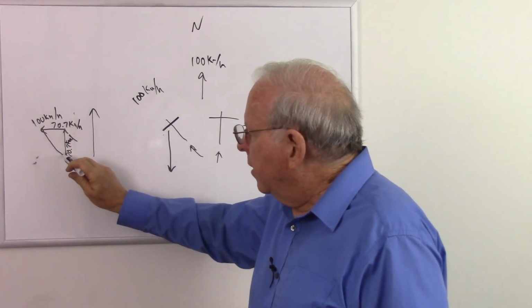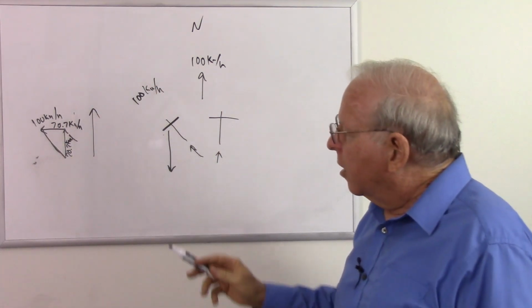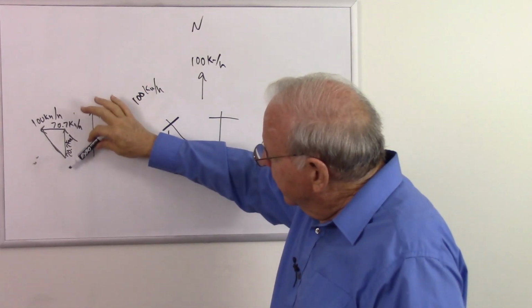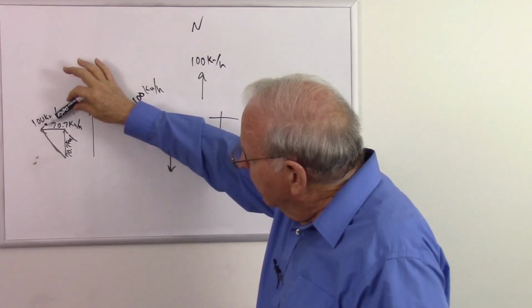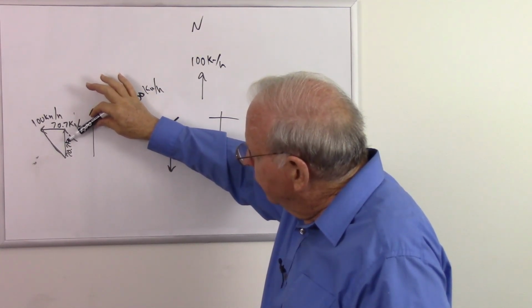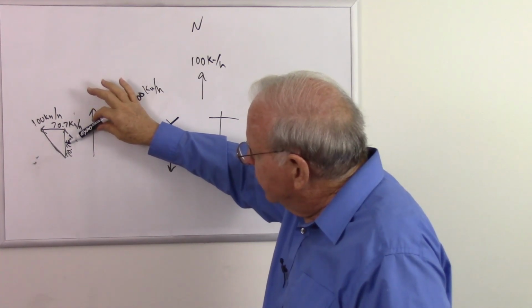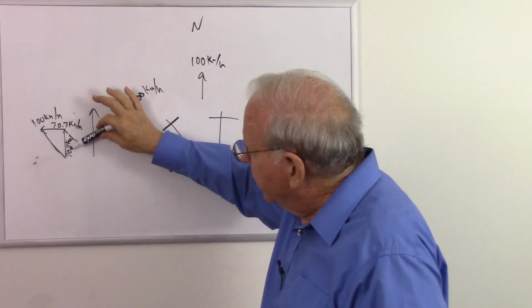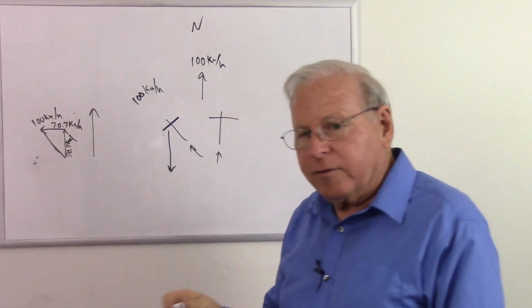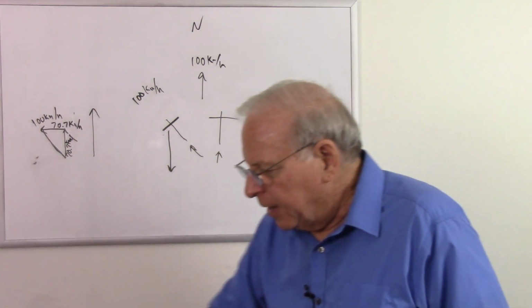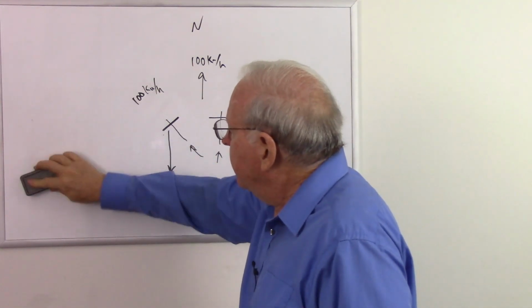And of course his speed along his course is still 100 kilometers per hour, and so we've got that 45-45-90 triangle, and notice that each of these two legs, the opposite and the adjacent, are 0.707 times the length of the hypotenuse. Simple vector analysis there. Okay, so let's reiterate what's going on here.